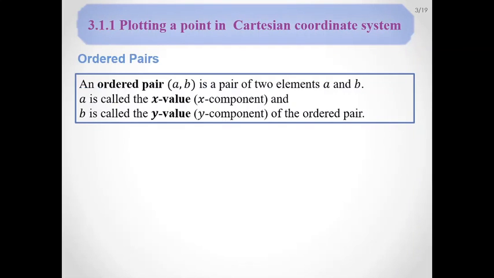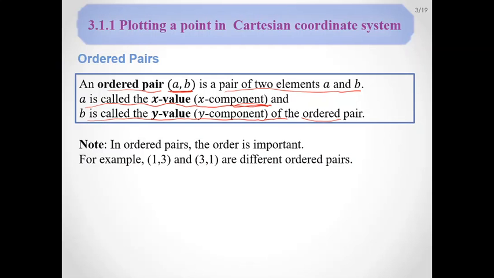First, let's start with ordered pairs. An ordered pair, we show it this way, in parentheses, A comma B, is a pair of two elements, A and B. A is called the X value or X component of the ordered pair, and B is called the Y value or Y component. Order is important here, because (1, 3) and (3, 1) are different ordered pairs. So the order, tertib, is important.